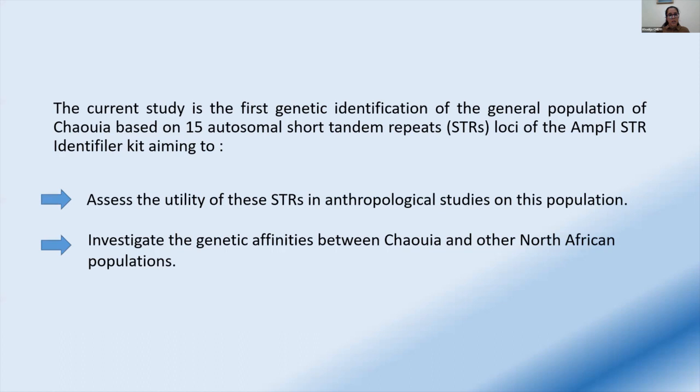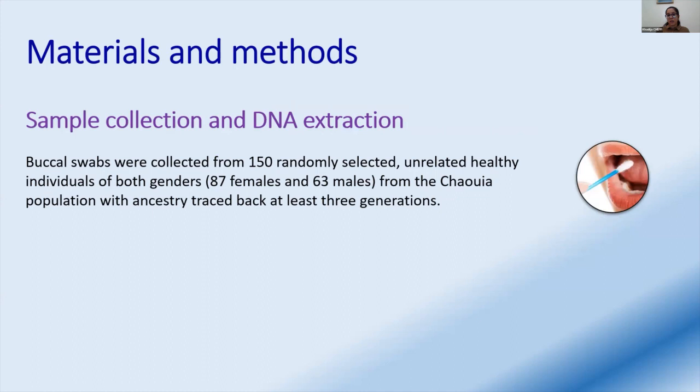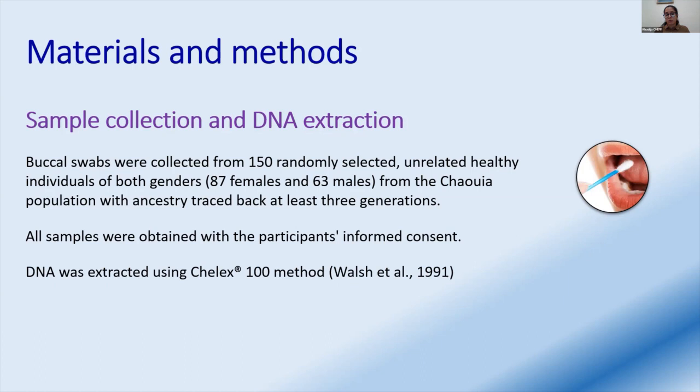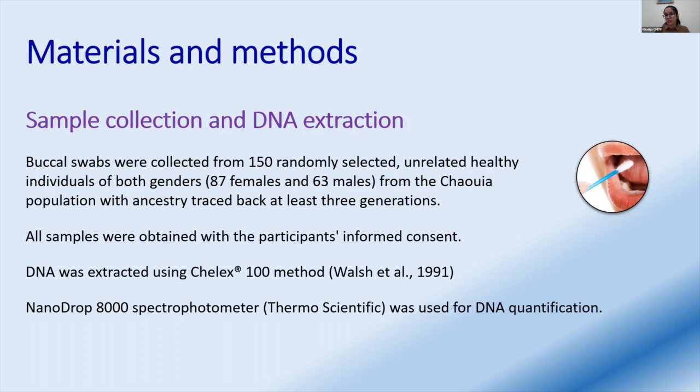Buccal swabs were collected from 150 randomly selected unrelated healthy individuals of both genders from the Sharia population, with ancestry traced back at least three generations. DNA was extracted using the Chelex-100 method, and a NanoDrop 8000 spectrophotometer was used for DNA quantification.